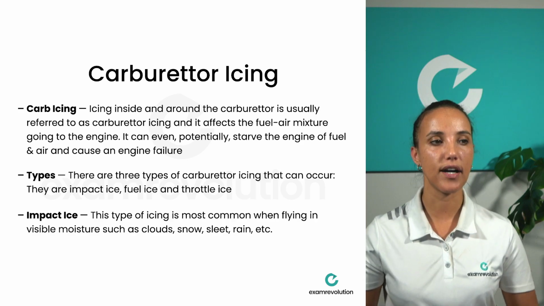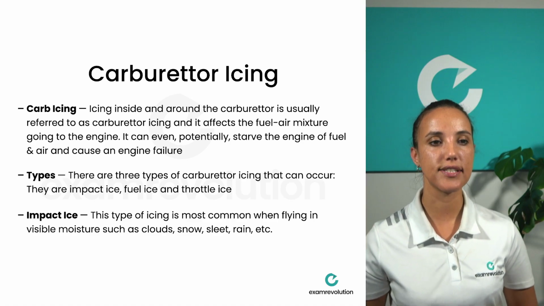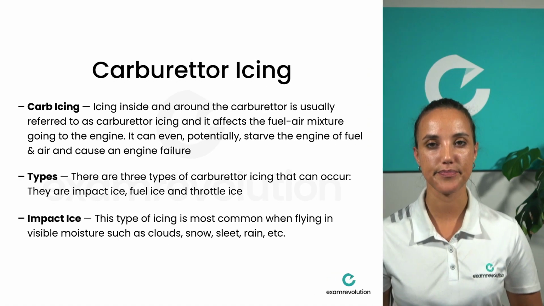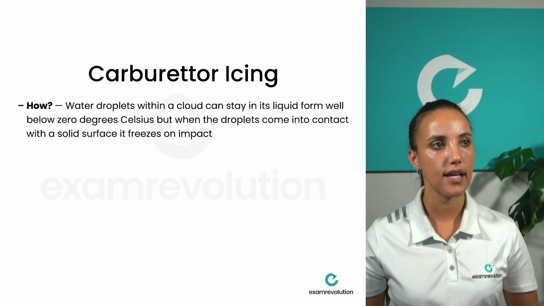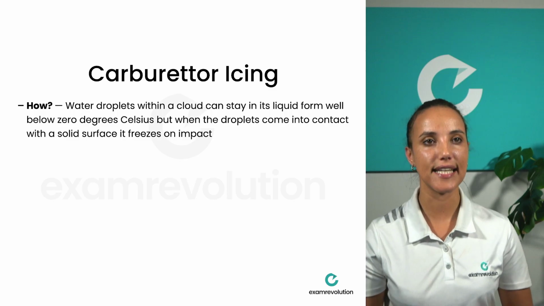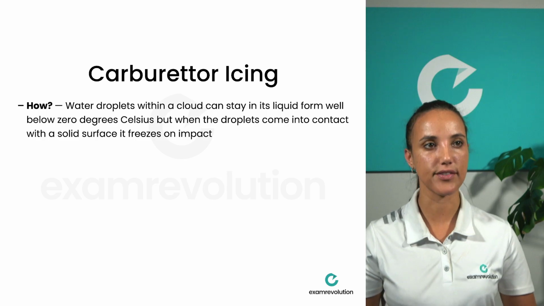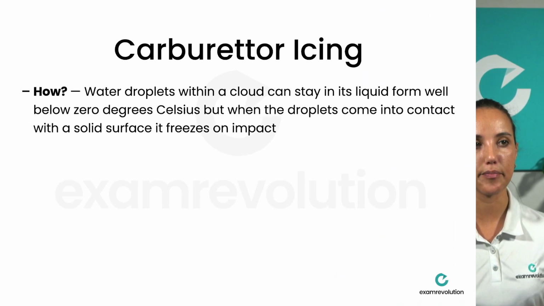And this type of icing is most common when flying in visible moisture such as clouds, snow, sleet, or rain. So that's impact icing. So remember, you've got an air intake, and that's the only source, or one of the only sources, of air in front of the aircraft engine, supplying the engine with air. And so when flying in clouds, water droplets within a cloud can stay in liquid form well below 0 degrees Celsius. But when the droplets come into contact with a solid surface, they freeze on impact.